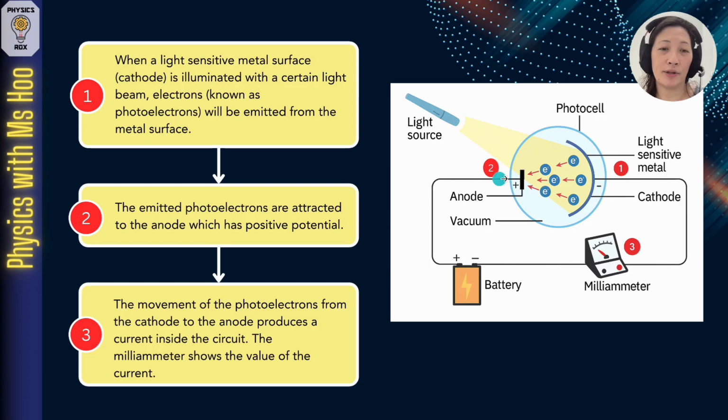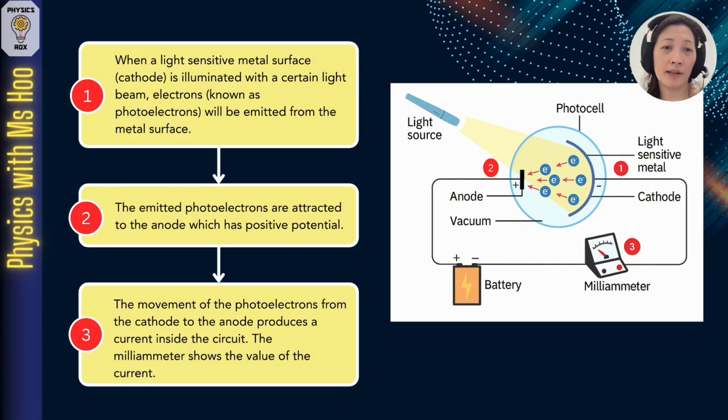Next, labeled here as number 2, the emitted photoelectrons, which are negatively charged, will leave the cathode and are attracted to the anode, which has a positive potential. Number 3, the movement of the photoelectrons from the cathode to the anode produces a current inside the circuit. The current value can be observed using the milliammeter, which shows the value of the current.